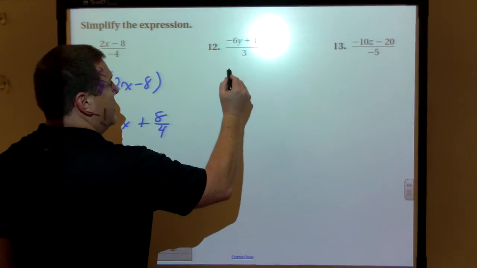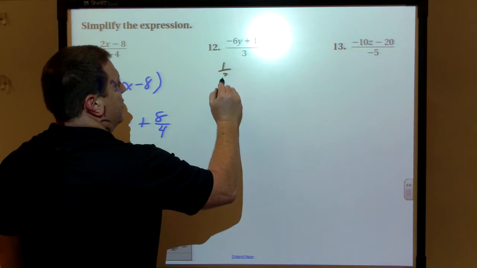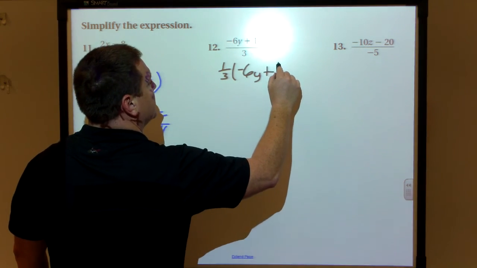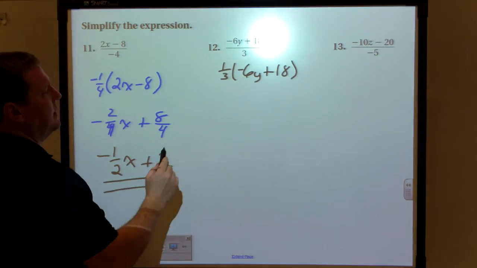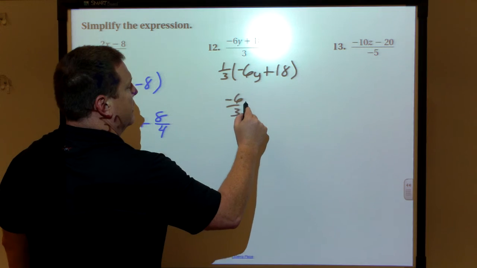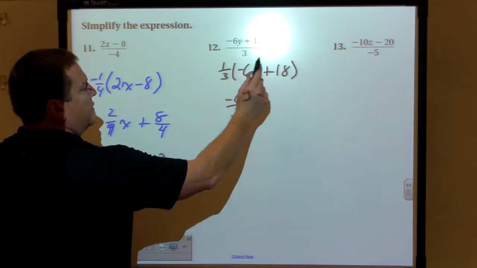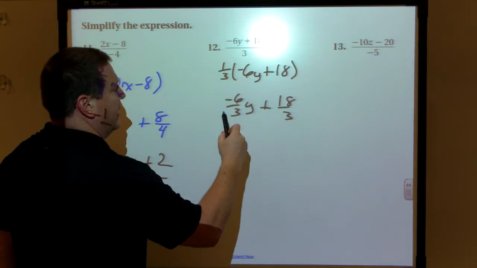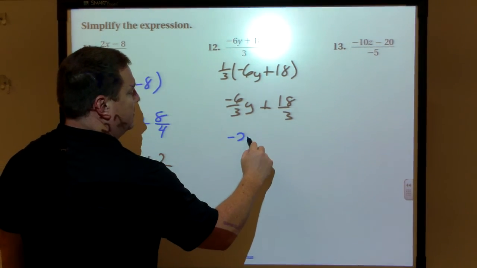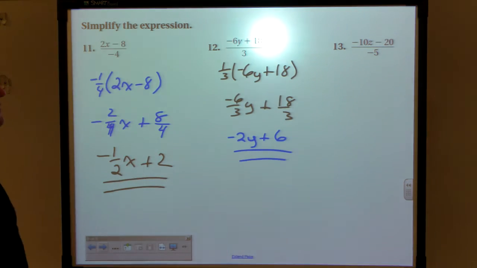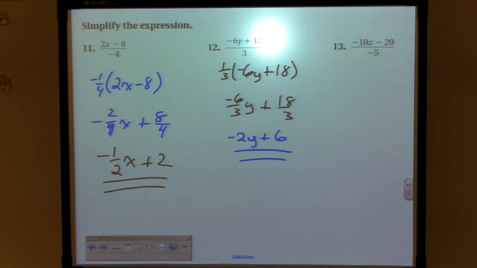Same thing on the next one. I'm going to rewrite this as 1/3, because the reciprocal of 3 is 1/3, times -6y plus 18, and distribute. Negative 1/3 times negative 6 is negative 6 over 3y. 1/3 times 18 is 18 over 3. And then simplify negative 6 over 3, which is negative 2y, and 18 over 3 is simply 6. So negative 2y plus 6.